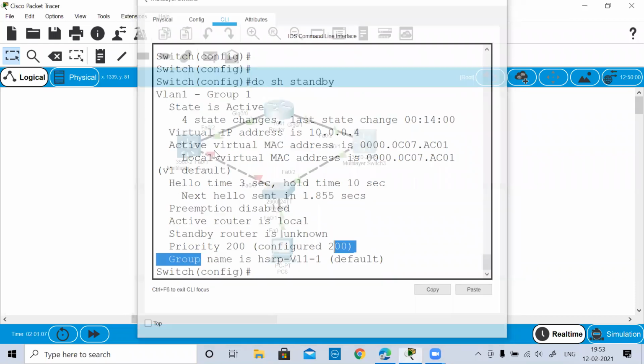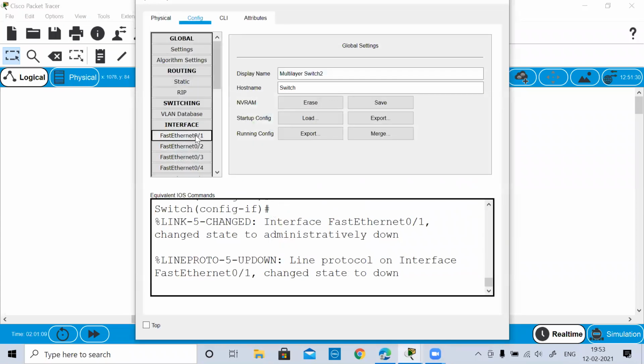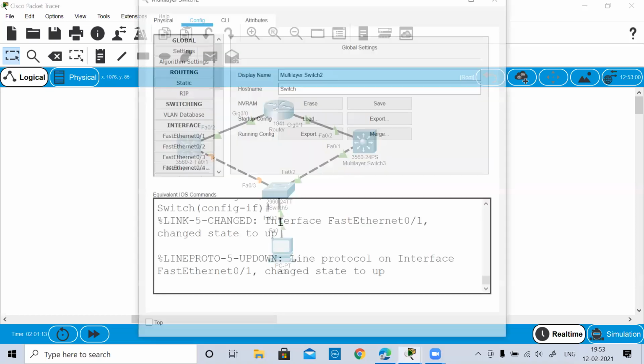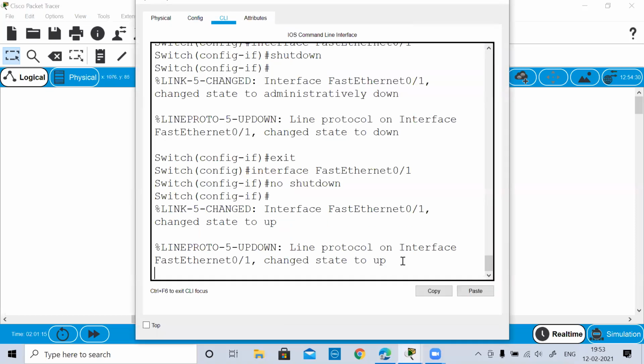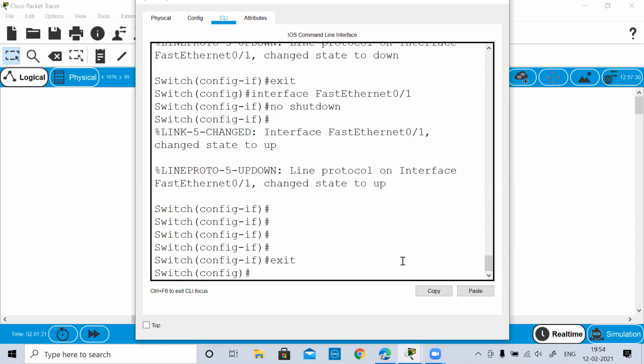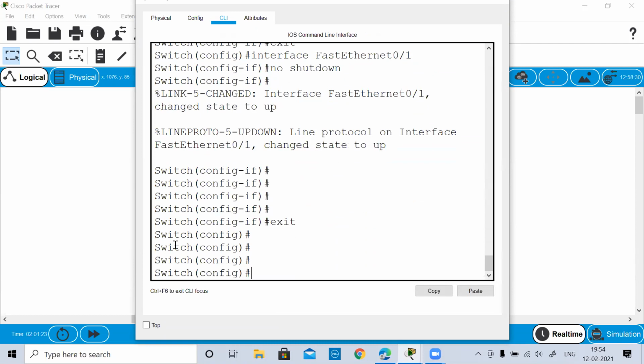Now again, if I put this interface back on, you will not see that this will become active again. It will be in the standby mode. It just takes some time.